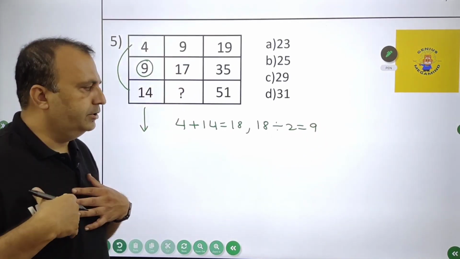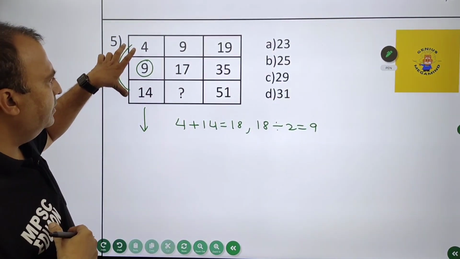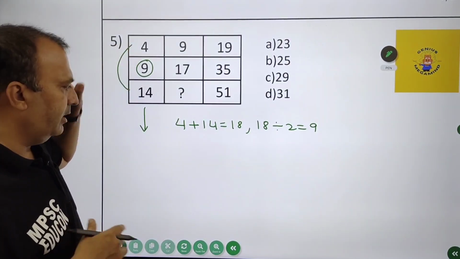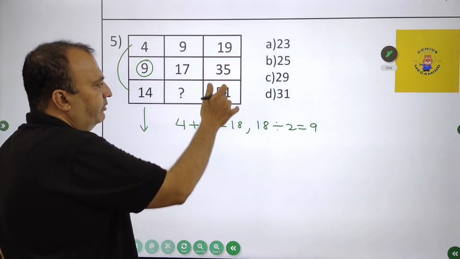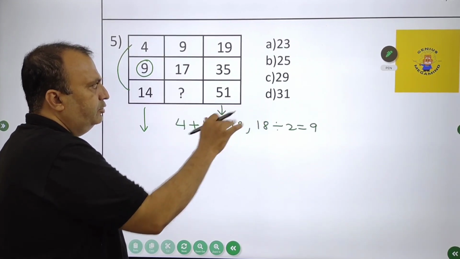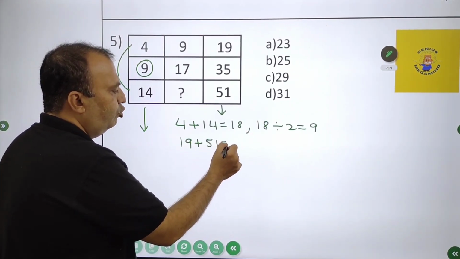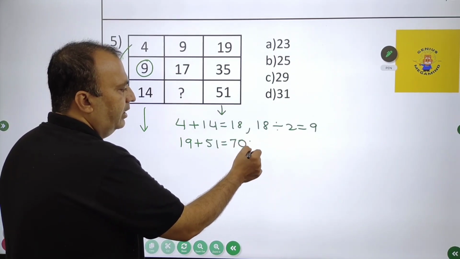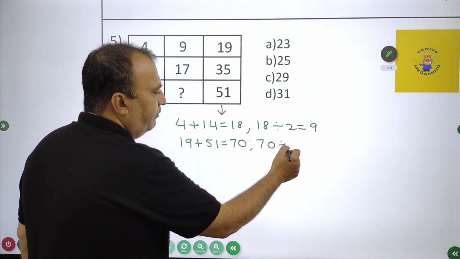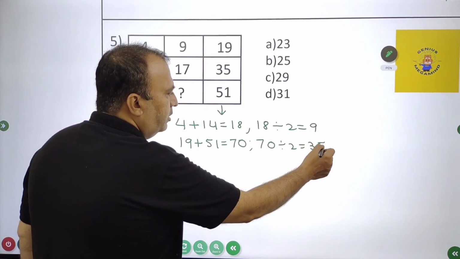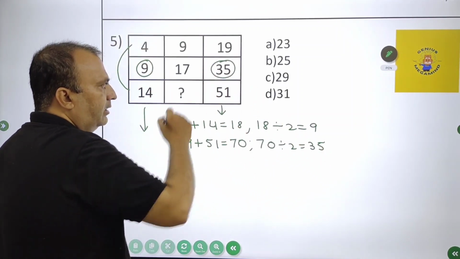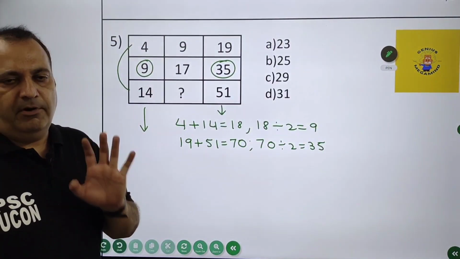So I found out the logic. Addition of these 2 numbers divided by 2 gives the middle number. Fine. Now let us deal with the last column. Is the same logic applicable over there? So 19 plus 51 is equal to what? It is 70. And 70 divided by 2 comes out to be 35, which is the middle number. So the logic perfectly fits.